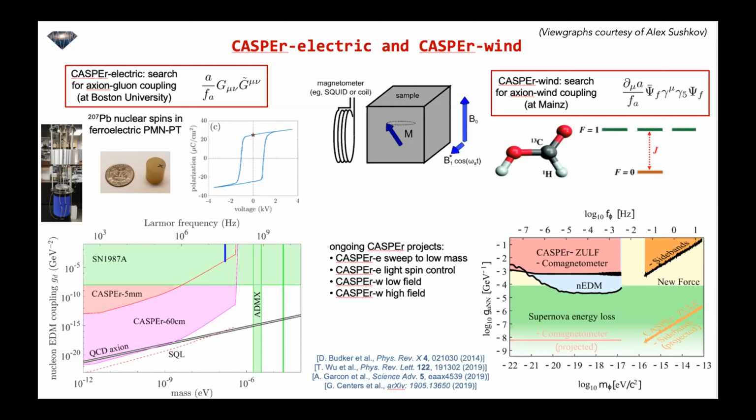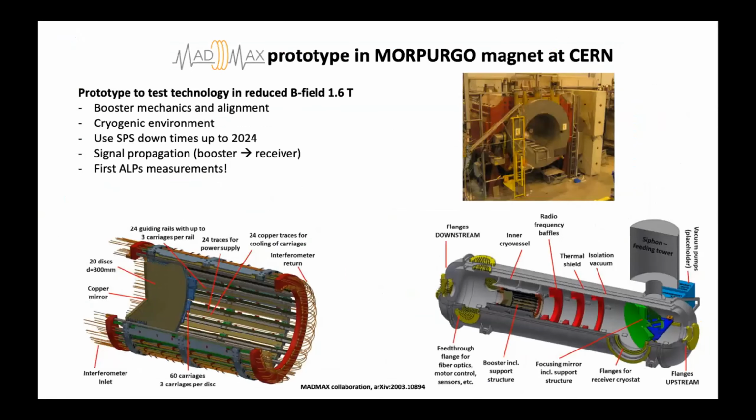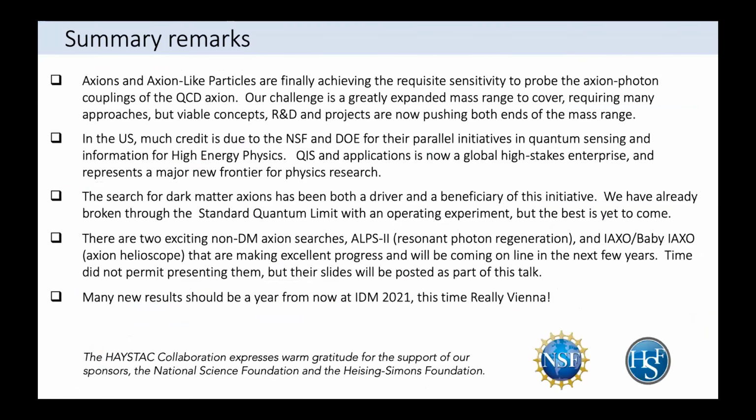With that, I have come to the end. Let me just make a couple of concluding remarks here. Axions and ALPs, interestingly, I think in terms of a dark matter candidate, are the one candidate where achieving the requisite sensitivity was the easy part. The hard part has been coming up with concepts, R&D, for viable ways of extending the mass range and then being able to sweep that mass range in an efficient way.